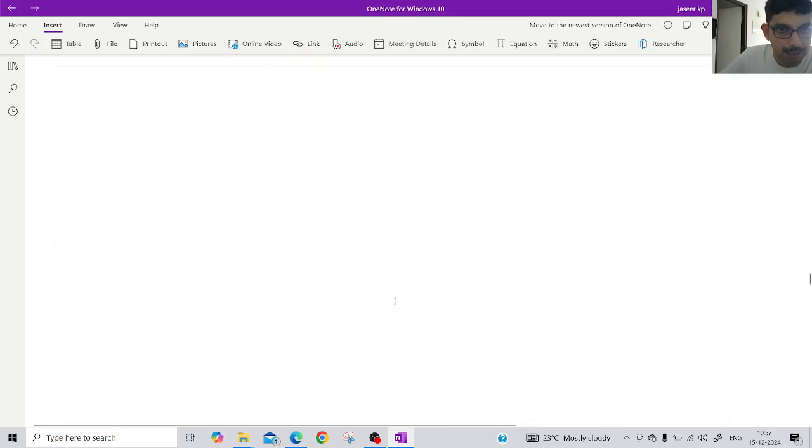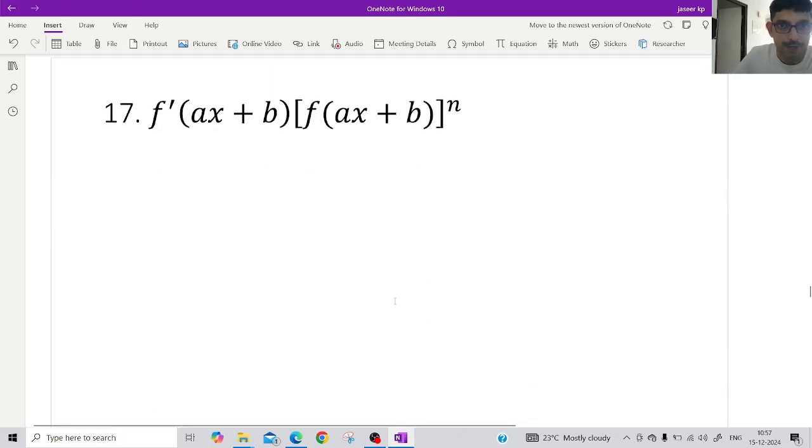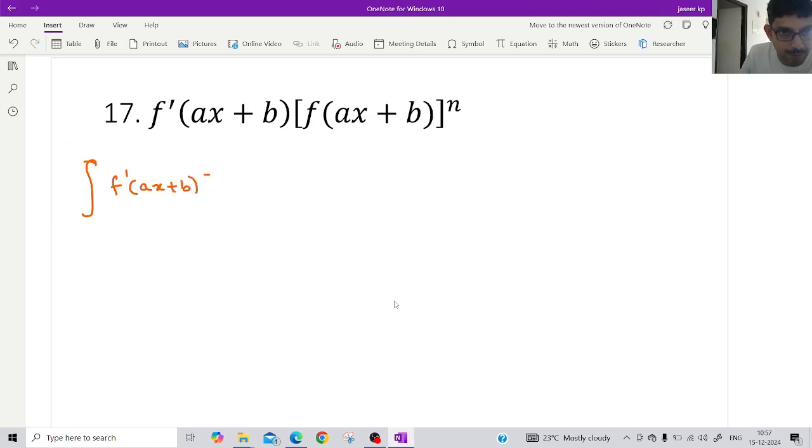Now moving to the next problem: f of (ax plus b) whole to the power n into f dash of (ax plus b). So f dash of (ax plus b) into f of (ax plus b) to the power n dx.